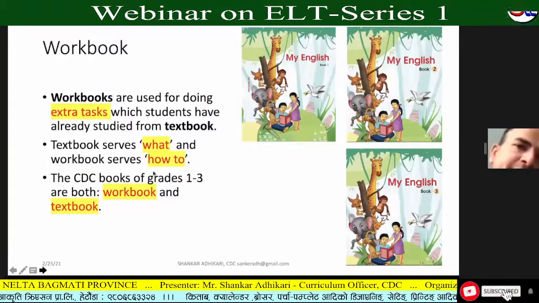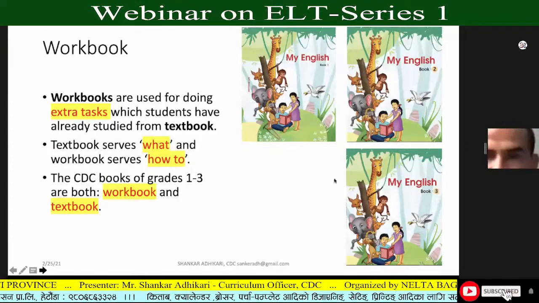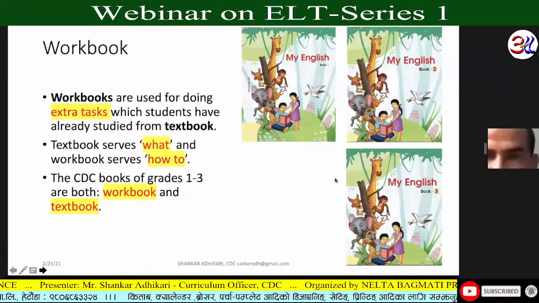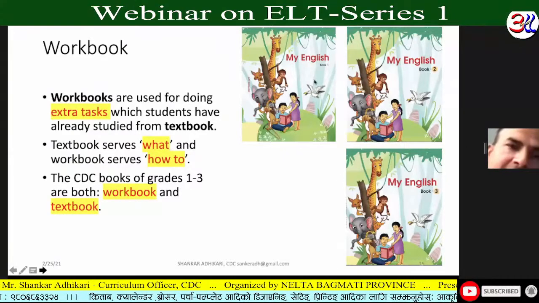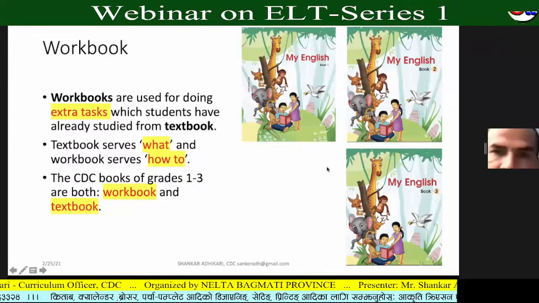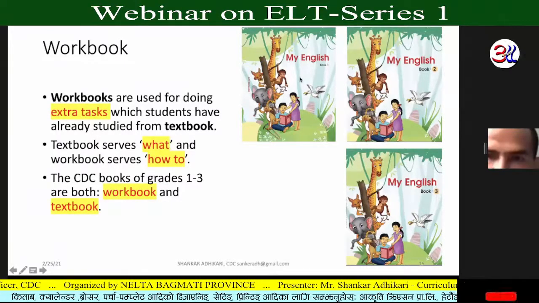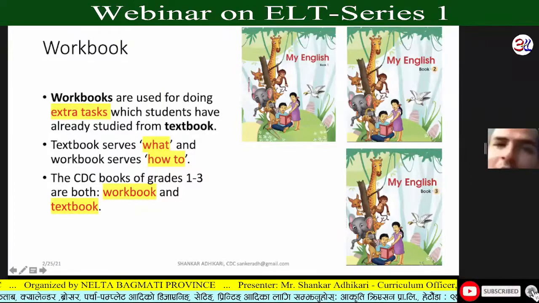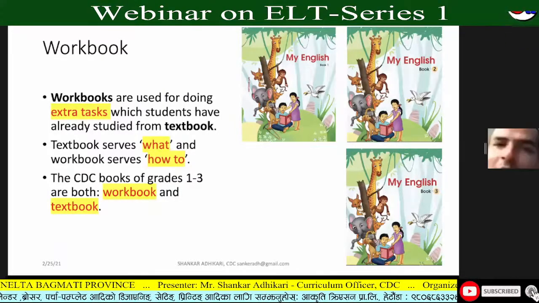Let's move on to the next. These are the workbooks. And we have these materials as workbooks, not textbooks. So the current workbook can be used both as workbook and as textbook. So we have a merged type of thing.